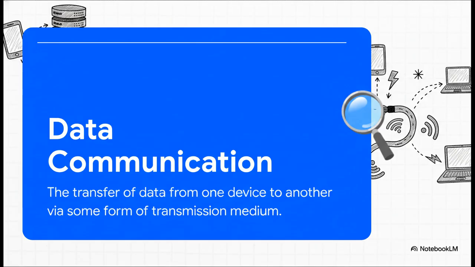That device? That could be the phone in your hand or a massive server farm for Netflix. And the transmission medium? That's the actual road the data takes, and it could be anything from a fiber optic cable buried under the ocean to the Wi-Fi signal bouncing around your house.